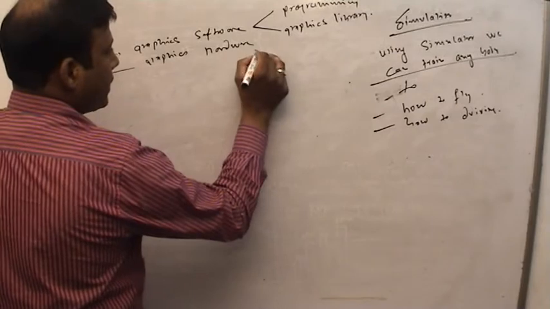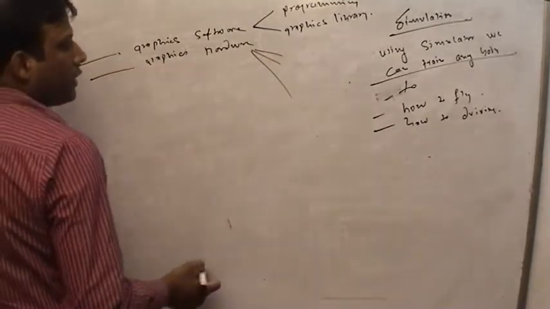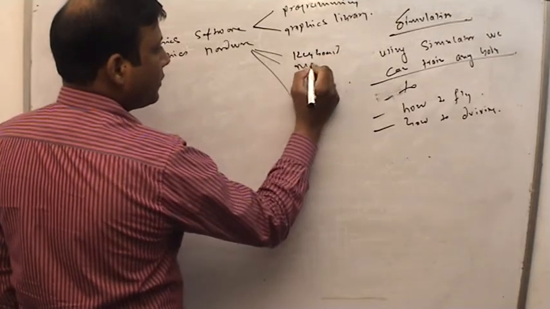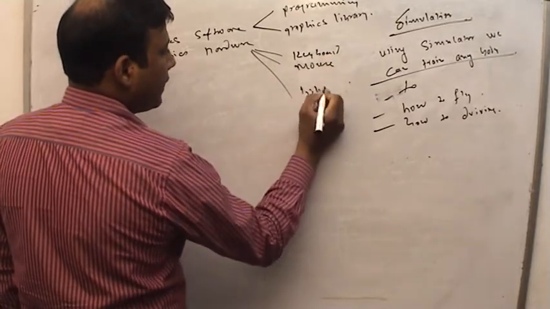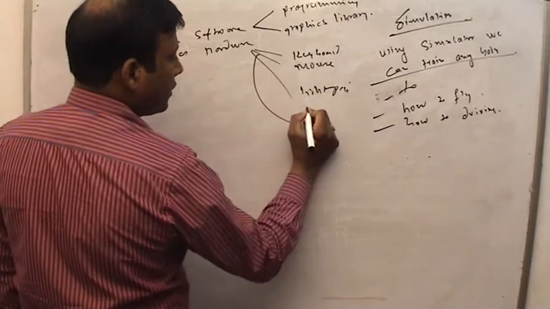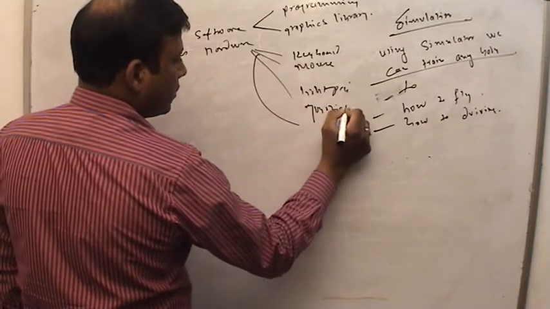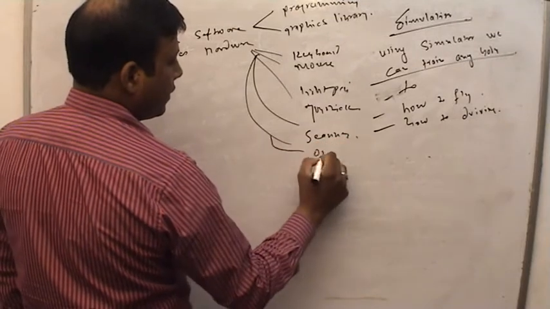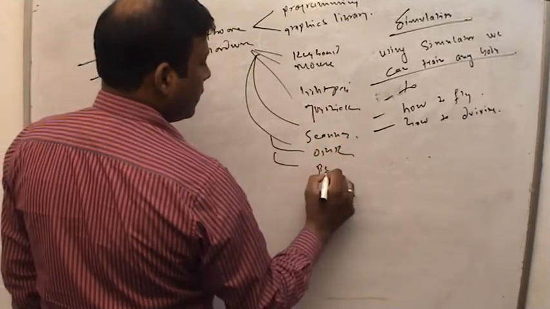And hardware are the specialized tools which is used by computers to generate computer graphics like keyboard, mouse, light pen, joystick, scanner, OMR, VCR, etc.